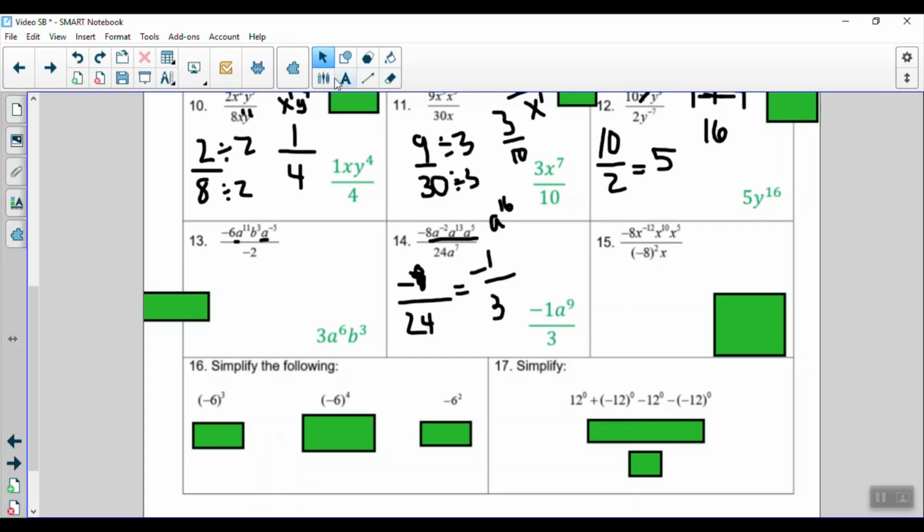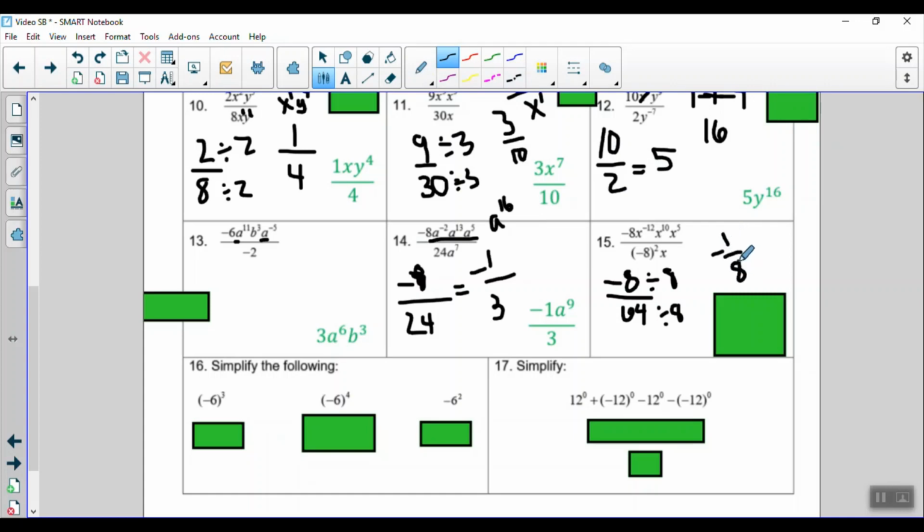Okay, here we have -8 on the top, -8 squared on the bottom, well that's just 64. So then we have -8 over 64. So then what we can do is divide by 8 on the top and the bottom. When we divide by 8, we're going to get -1/8. Right? So that's going to be a fraction in our final answer.